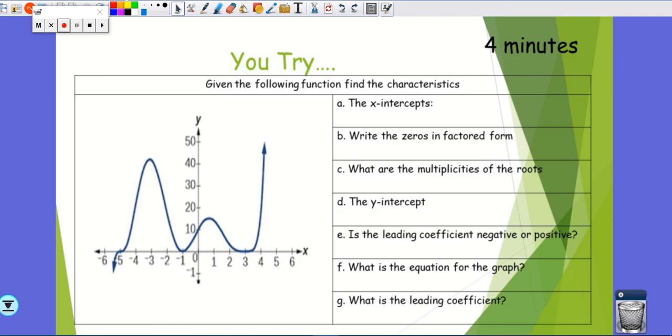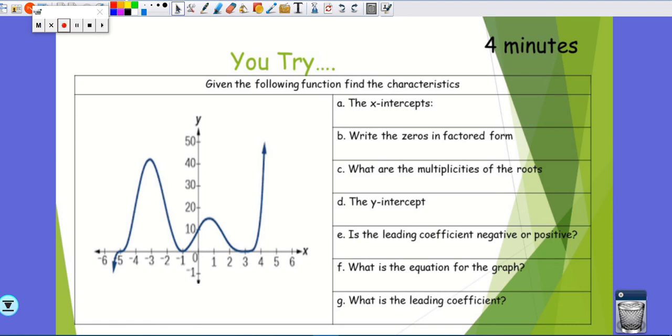Alright guys, so I'm going to go over this problem with you one more time, finding the zeros of a graph and then using these characteristics to write an equation for the graph. And then I want you to try the problem after this and then we'll talk again next week.